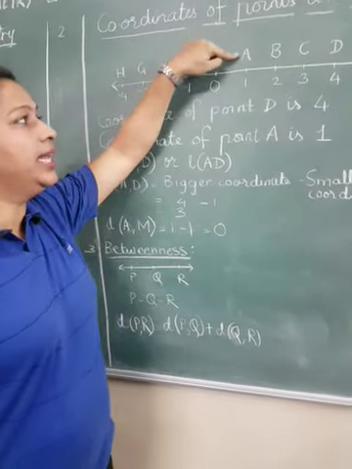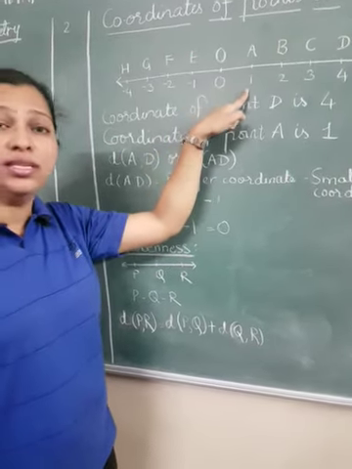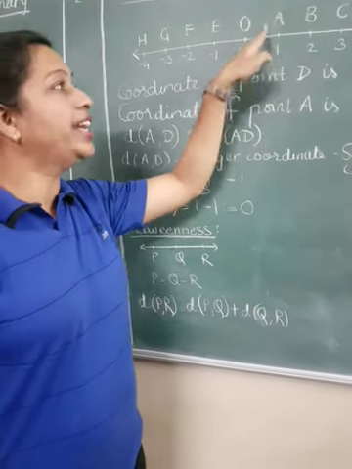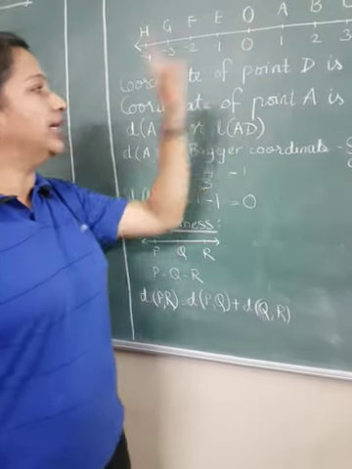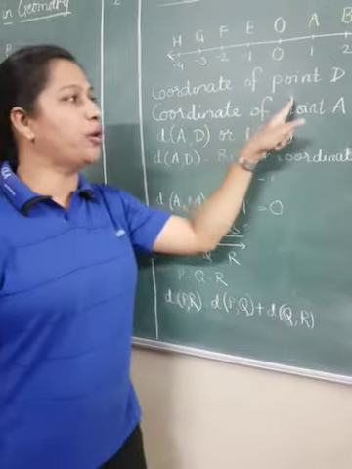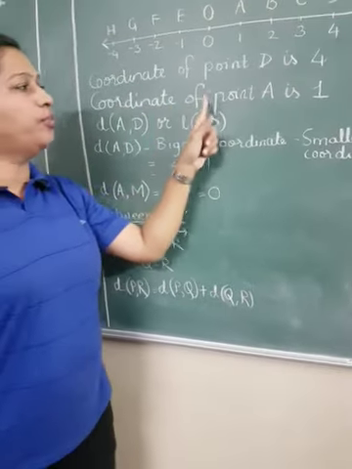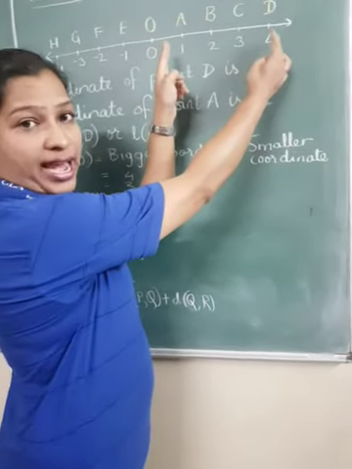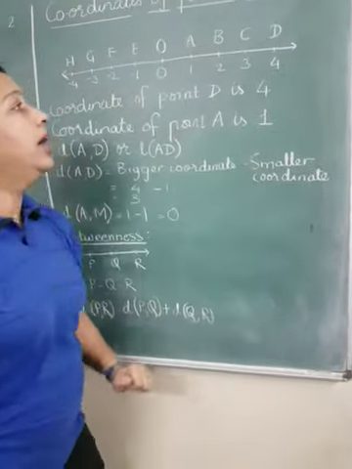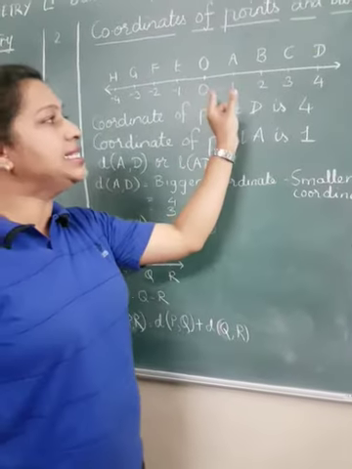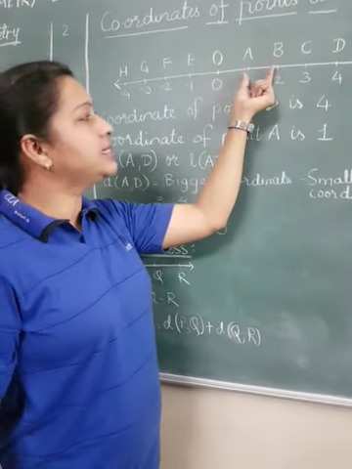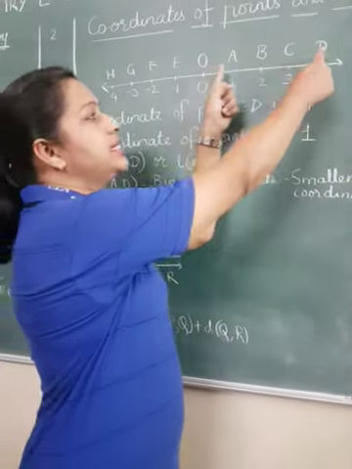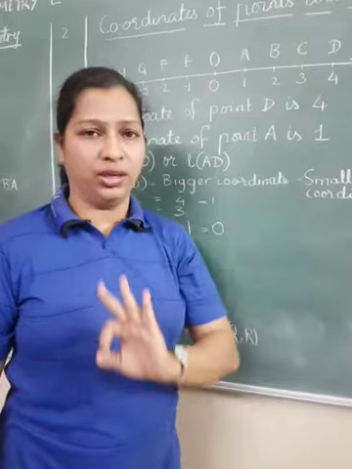Point A denotes number 1. So, what is the coordinate of point A? Yes, you're right. Coordinate of point A is 1. So, I have written here, coordinate of point D is 4, coordinate of point A is 1. Now, if we have to find distance AD, how do we find that? You can easily see here that distance AB is 1 unit, BC is 1 unit and CD is 1 unit. So, distance AD is 3 units.